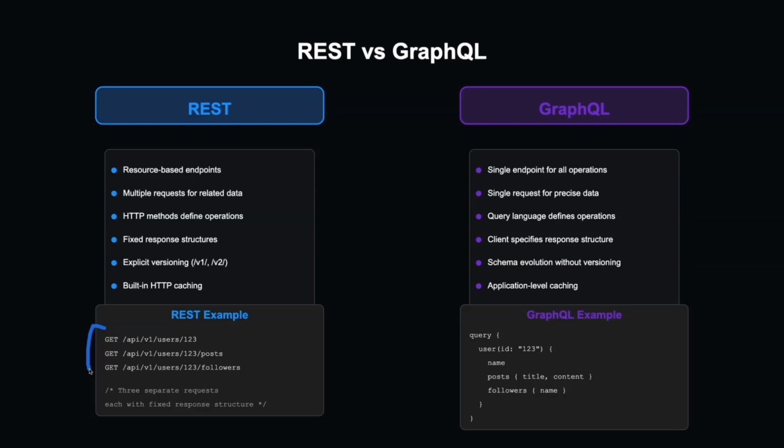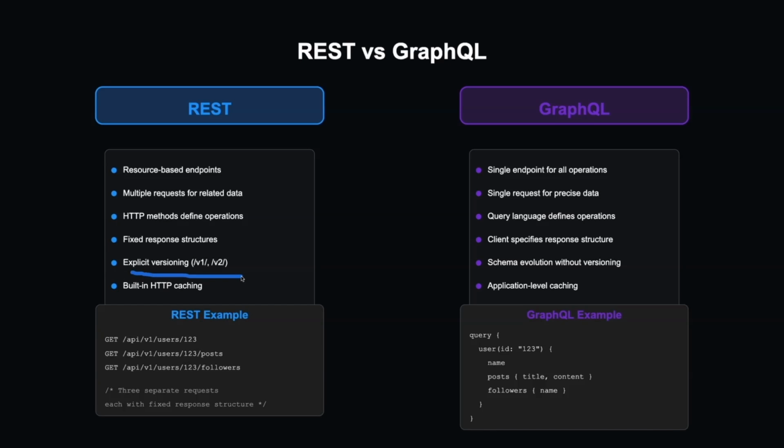As you can see here, we need, let's say, the user details, but we also need the user posts and followers. So in this case, we need to make three requests to get all of this data. And it uses HTTP methods to define operations. As you can see, these are HTTP endpoints, and we are using the GET method specifically. And the response structures are fixed, meaning if you got one response for this specific user, next time you can expect to have exactly the same response structure. Maybe some data will be modified, but the structure always remains the same.